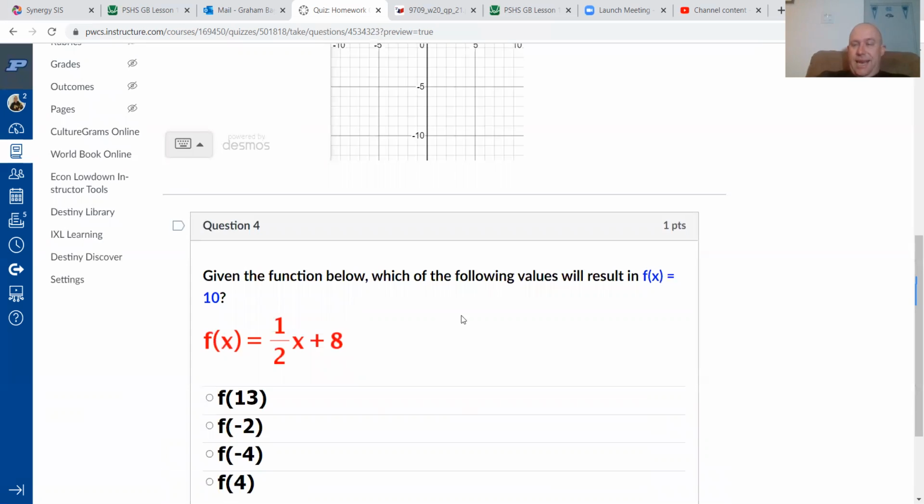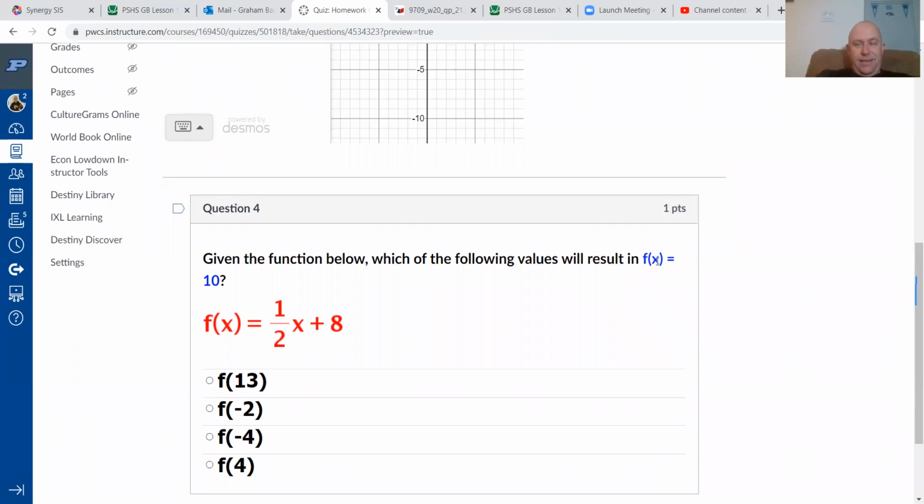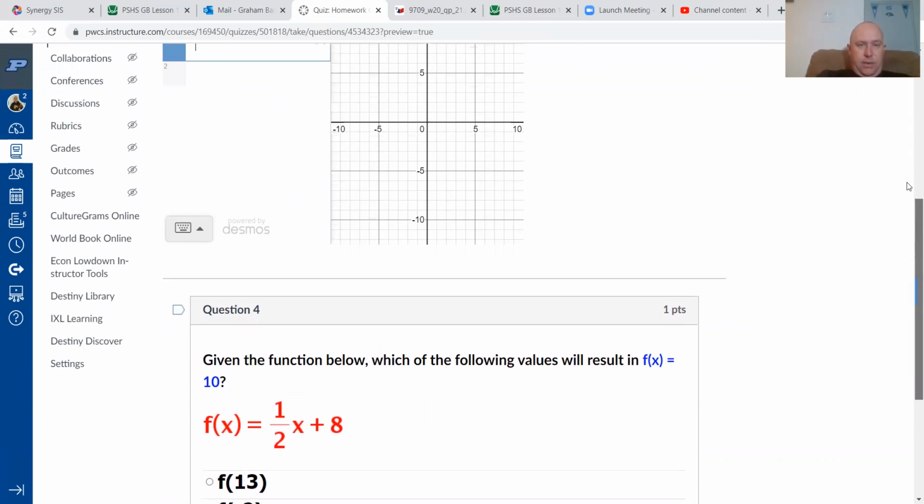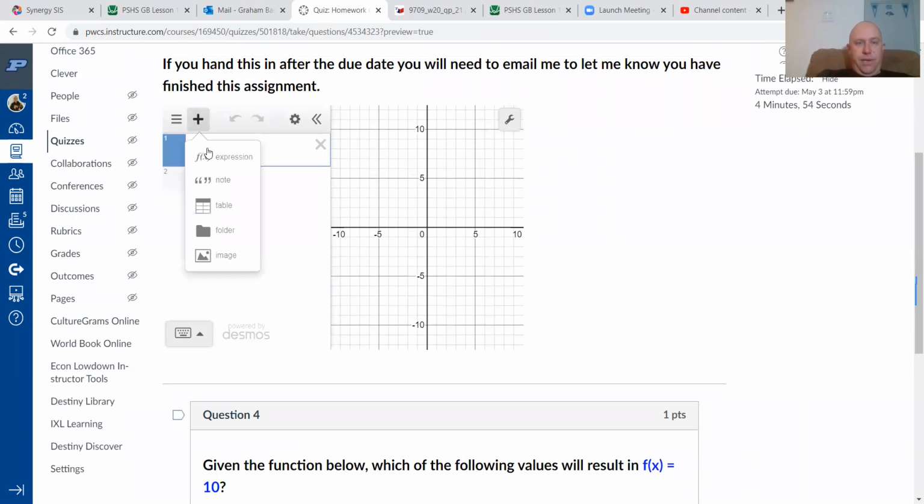F of x equals 10. So this one's phrased slightly differently. This doesn't say f of 10. The 10's not in parentheses. It doesn't say x equals 10. It says which of these gives us an answer of 10. So I will start out the question, but I will not finish the question. I will show you one answer that's clearly wrong.